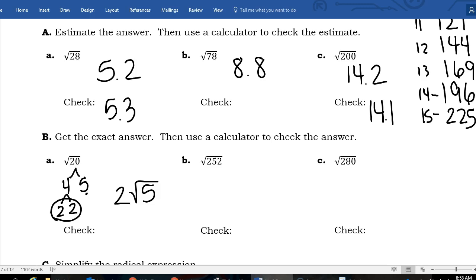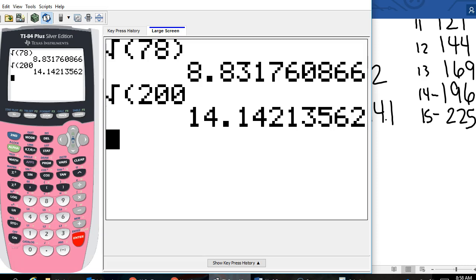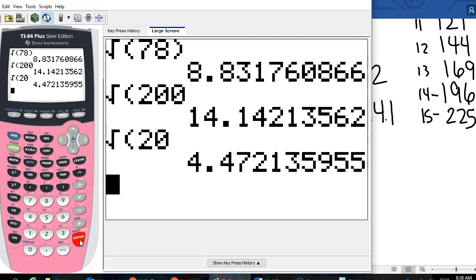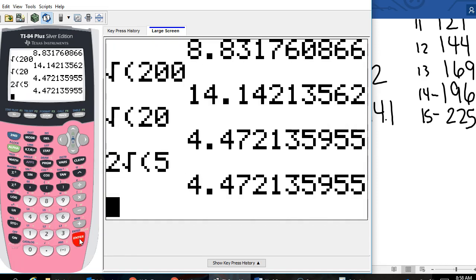So the way that I'm going to check my answer on my calculator is I'm going to type in my original expression and the expression that I simplified it to and see if they have the same decimal answer. So I have the square root of 20, and that is 4.47, and then I have 2 square root 5, and that is the same decimal answer.